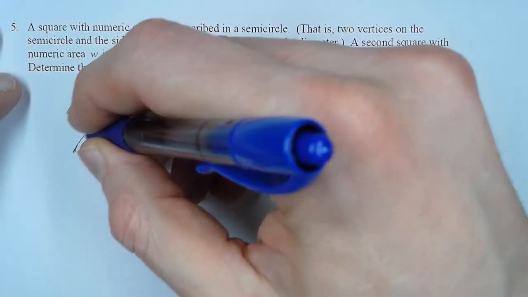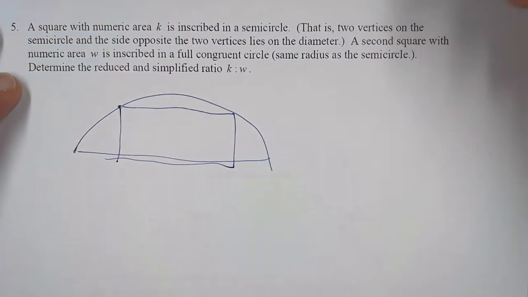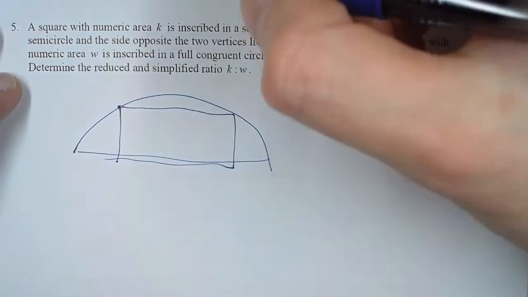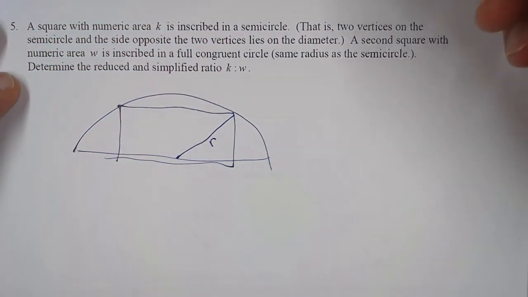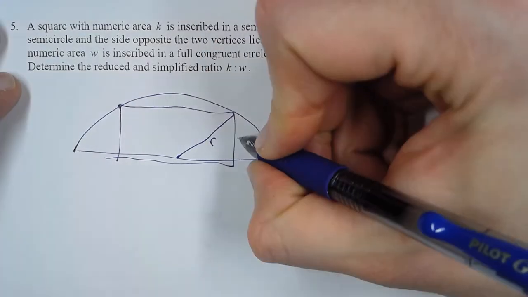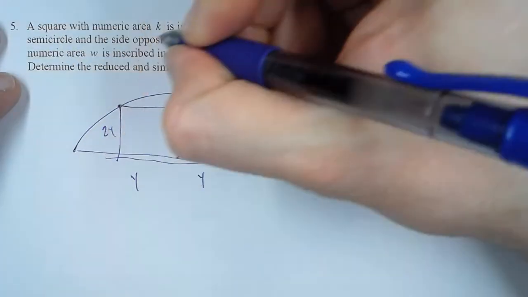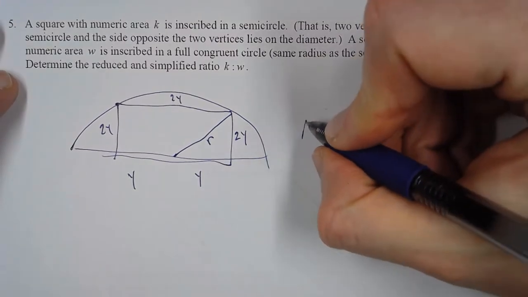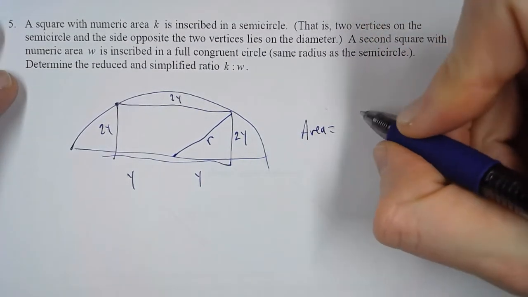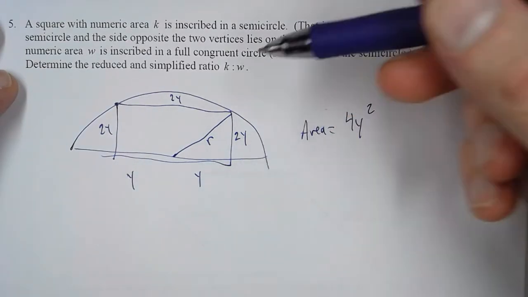So for the first one, we have a rectangle, or rather, it tells us that it's actually a square. So let's say that this is our radius. Let's call this length 2y. So this is y, and this is y. 2y, 2y. So what we need to do is figure out what is the area. So the area of this is 4y squared. Base is 2y, the height is 2y, so 4y squared.